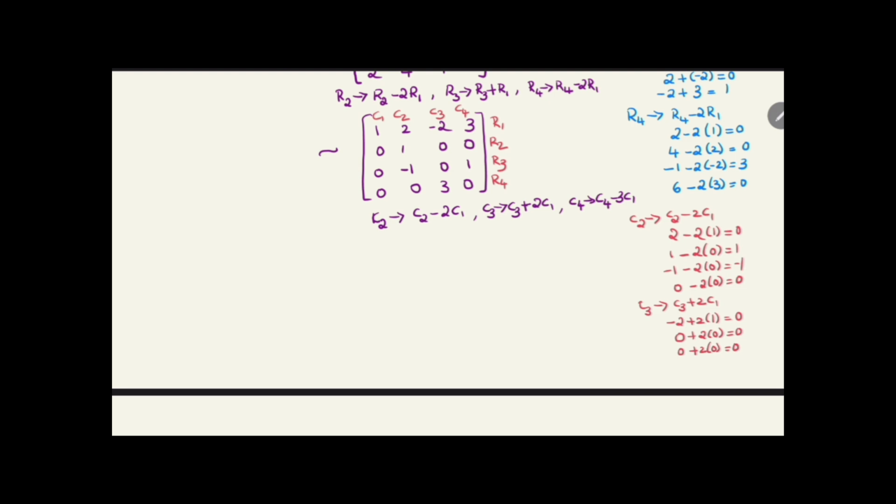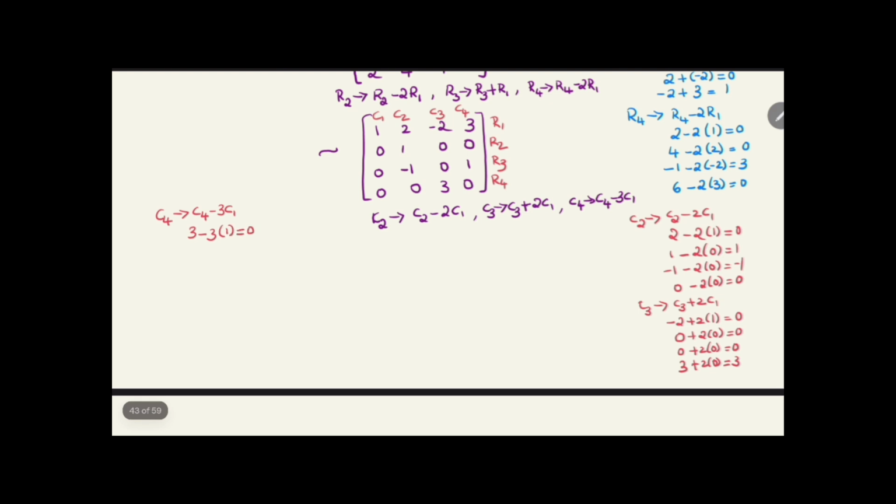And what is the last one? The fourth element of C3 is 3 here plus 2 into 0. 3 plus 0 is 3. Now I'll perform the next operation here, students. Check out here once. C4 implies C4 minus 3C1. What is the first element of C4? It is 3 minus 3 into first element of C1, so 3 minus 3 is 0.